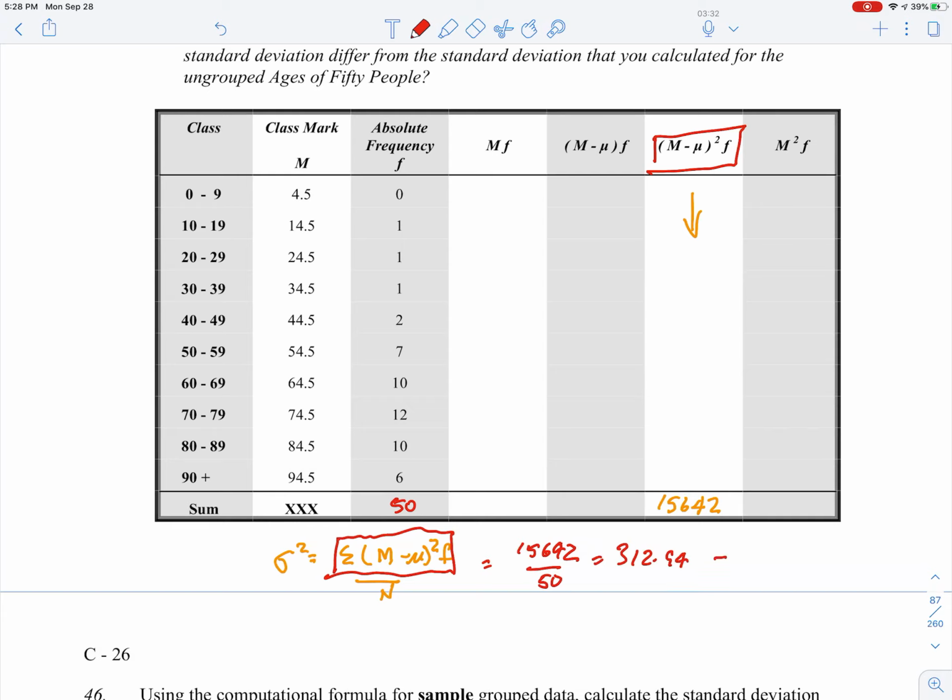And then from there we would take the square root of that and say that the standard deviation is the square root of 312.94, and that comes to 17.69.